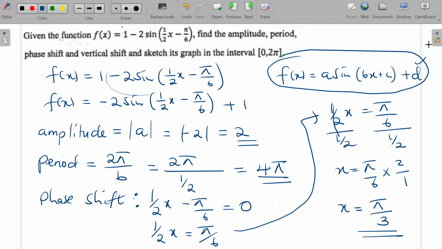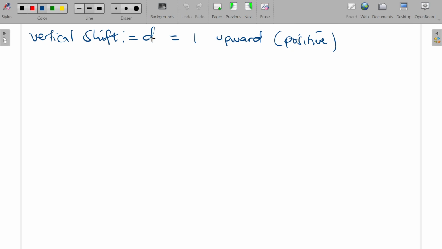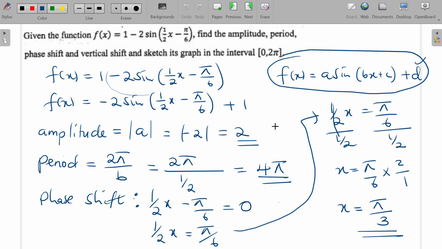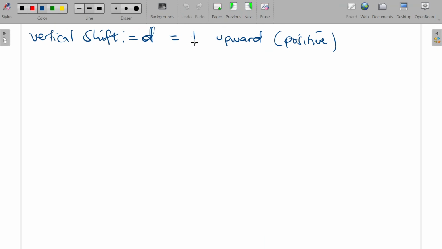Now our vertical shift is equal to D, regardless of the sign that it has. So if it is +1, like what we have there, you can write 1 upward, like what we did, meaning that it is moving 1 unit up. If it's negative, you write -1, or you say 1 downward. Clear? Clear. All right.